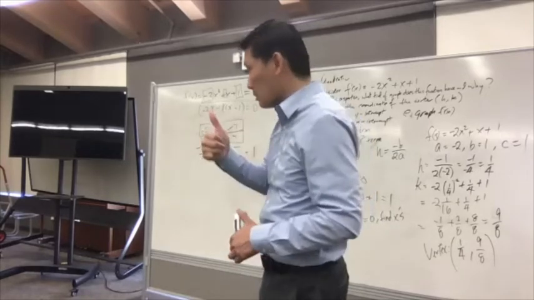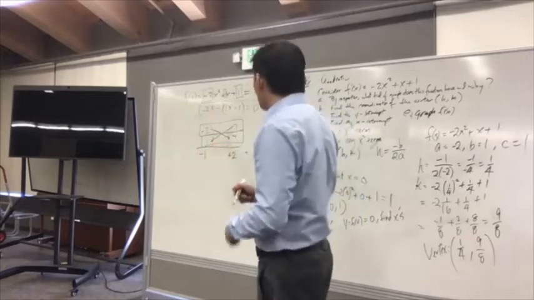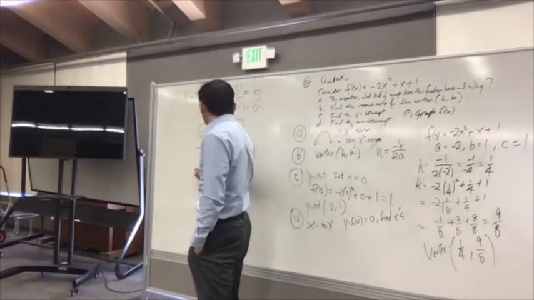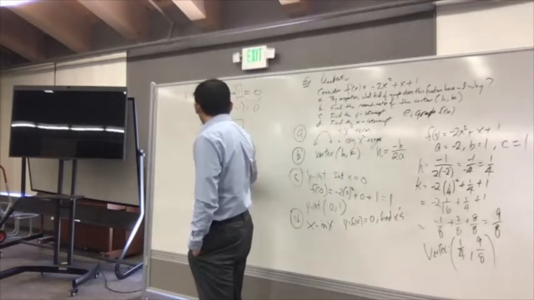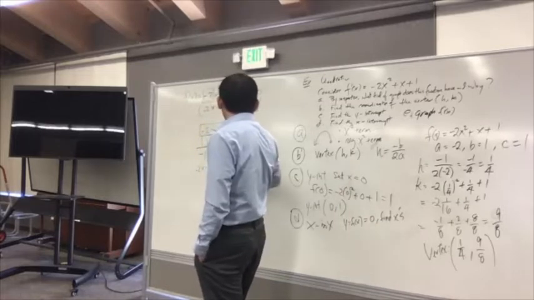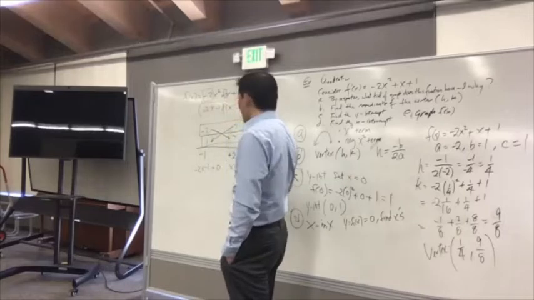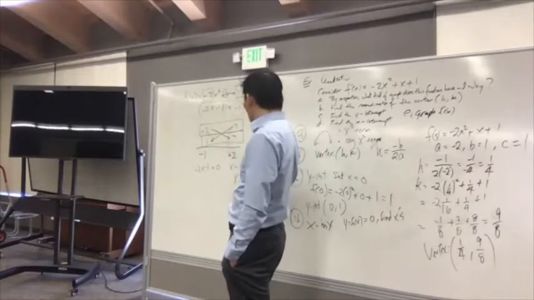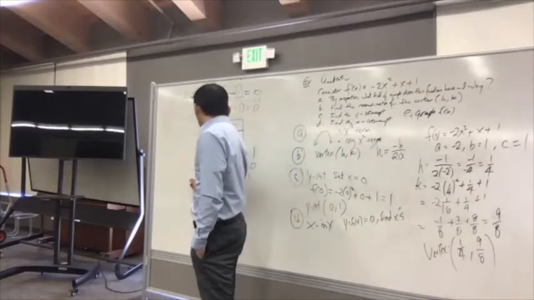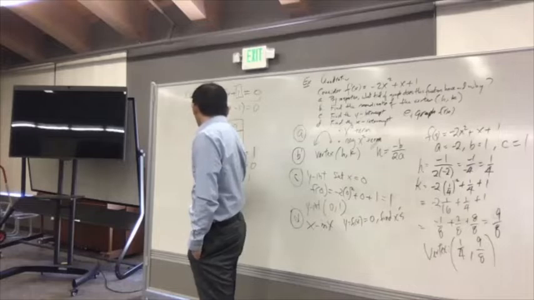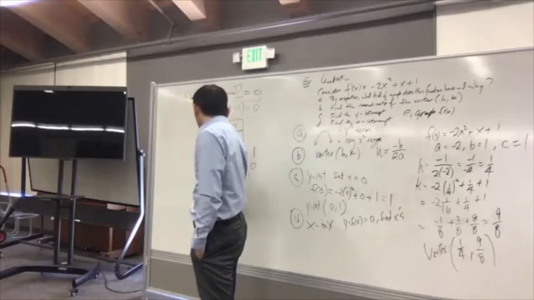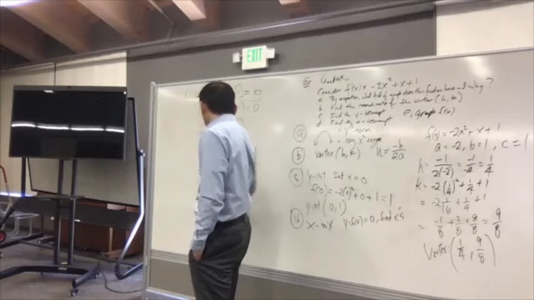Yeah? So far so good? So what that means is that negative 2x minus 1 is equal to 0, and x minus 1 is equal to 0. So x is equal to 1. That is one of the zeros. Over here, negative 2x is equal to positive 1, so x is equal to negative 1/2.